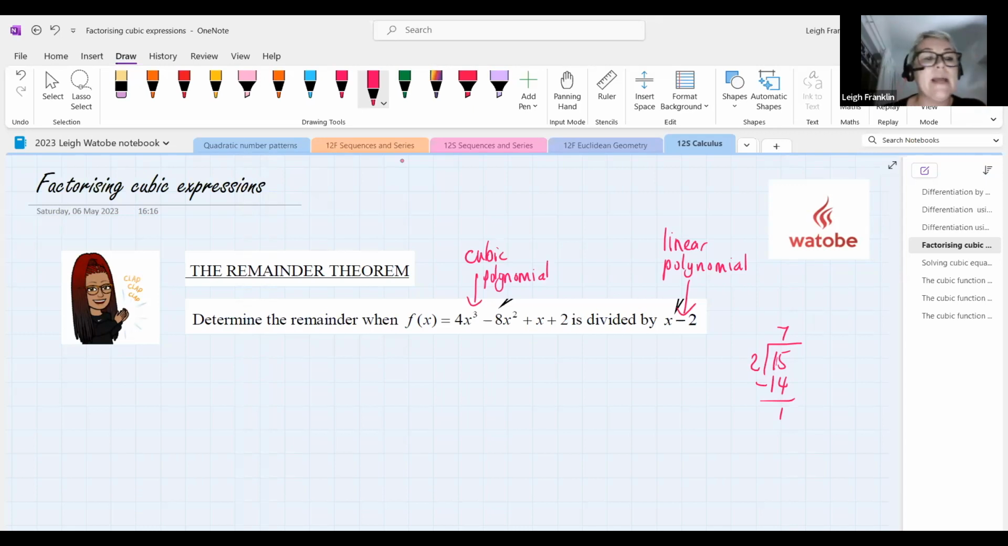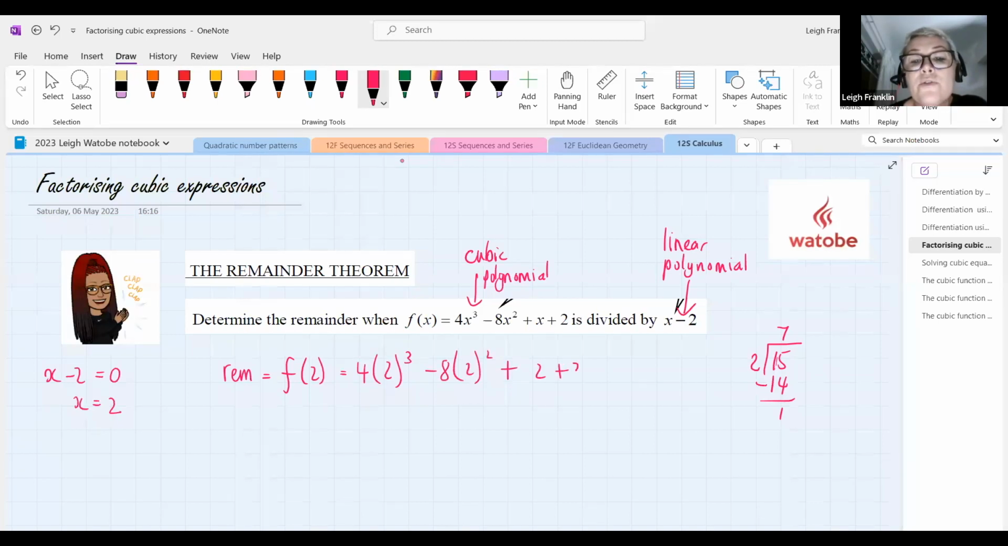What we do is we take the linear polynomial and we make it equal to 0 and we solve for x. And then we take that value and we sub it into our cubic polynomial. So in other words, I can calculate my remainder when I sub in 2 in place of x. I would say 4 times 2 cubed minus 8 times 2 squared plus 2 plus 2. And then I would be able to work out what my remainder is.